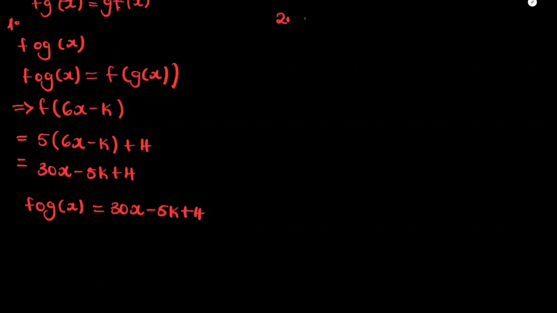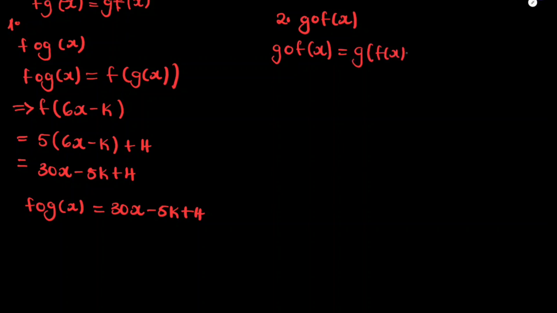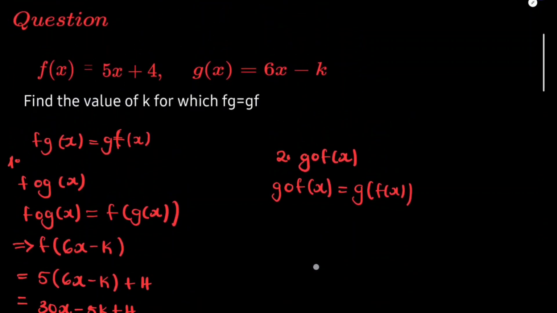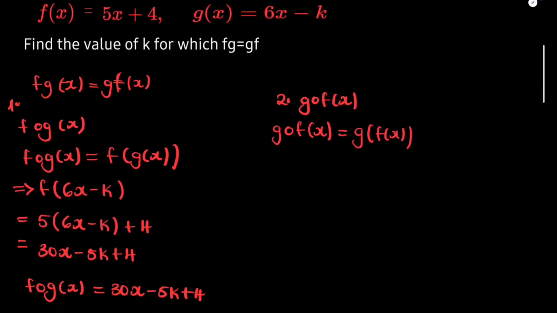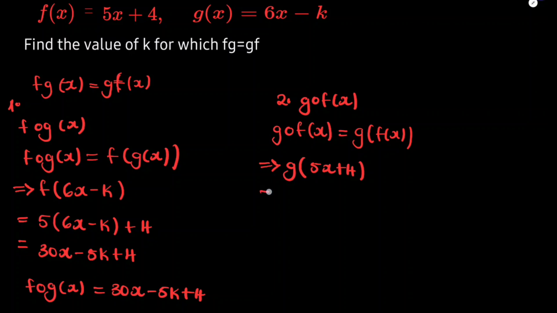So let's go to the second step. The second step, we need to find g of f of x. Let me break it down. g of f of x is the same as g into f of x. So we are going to substitute f of x in our g of x function. So we are going to have g into, what's our f of x? Our f of x is equal to 5x plus 4. So let us substitute this.